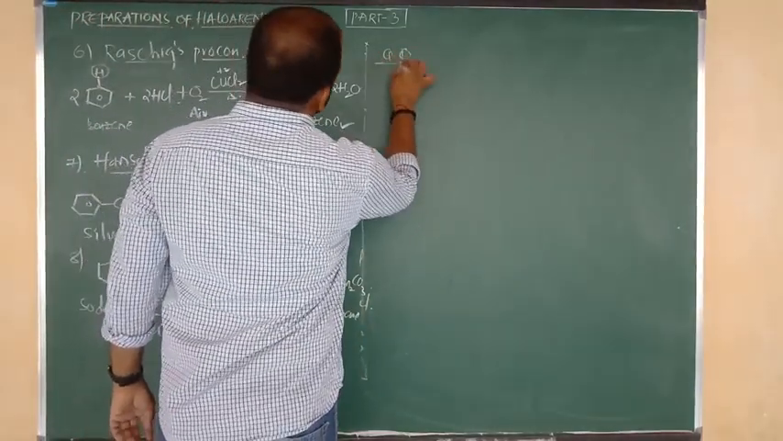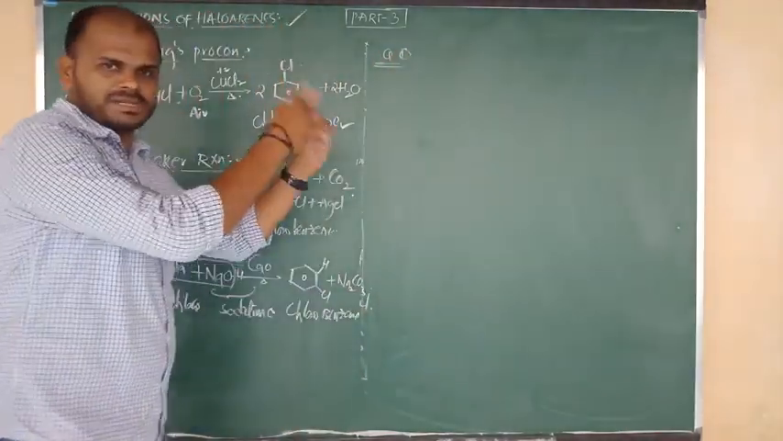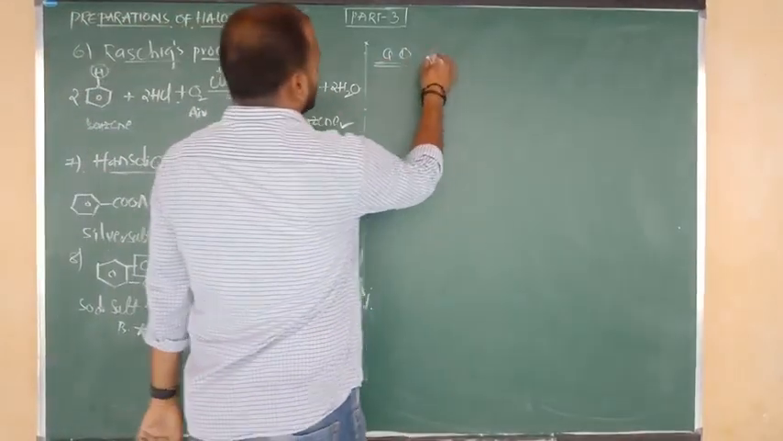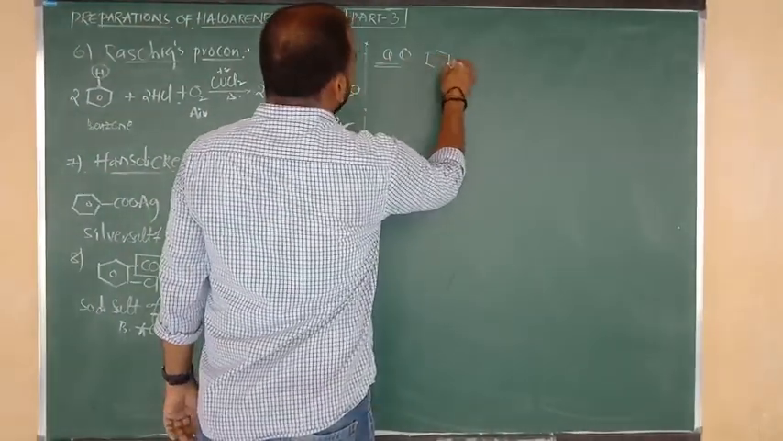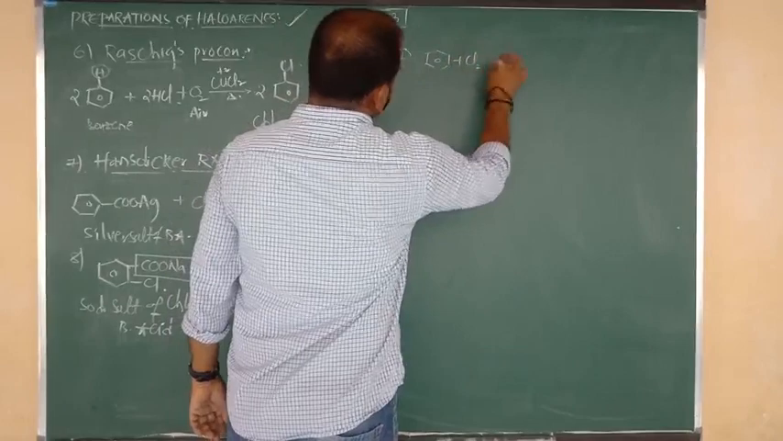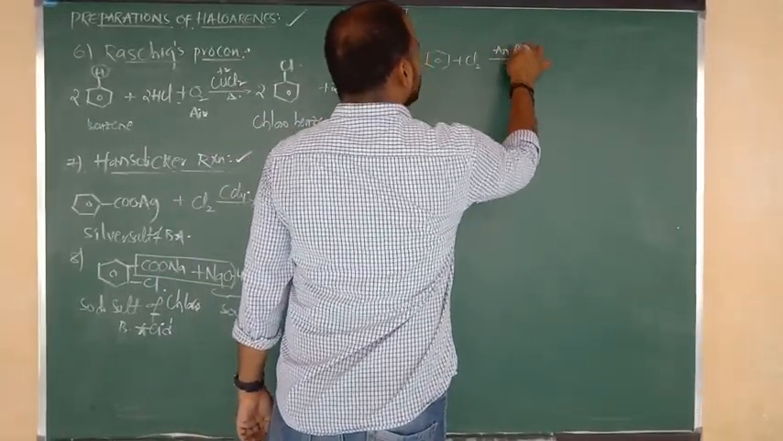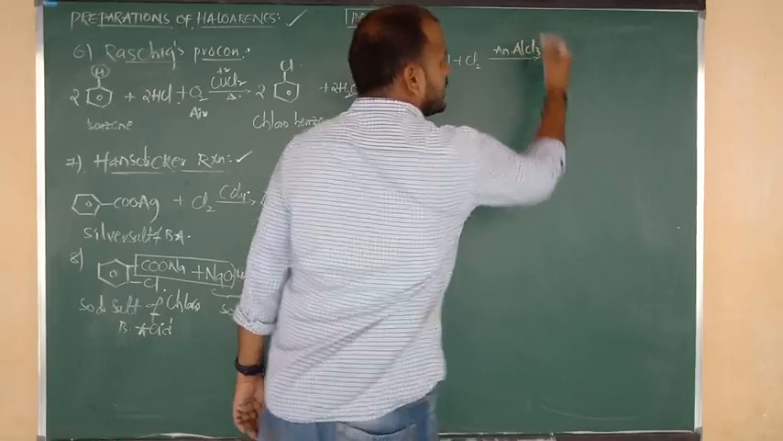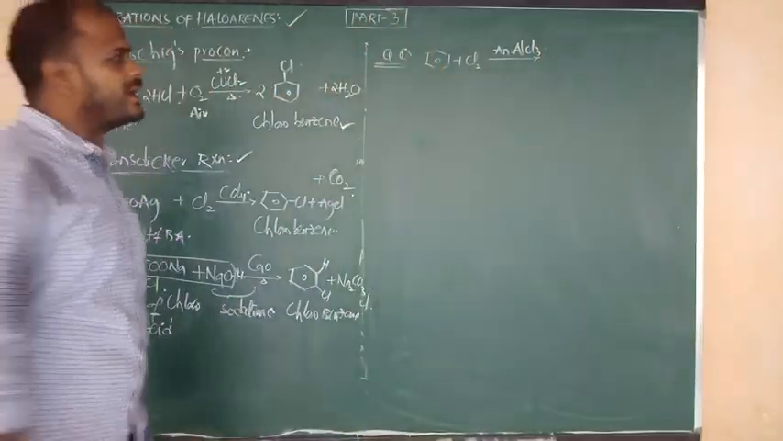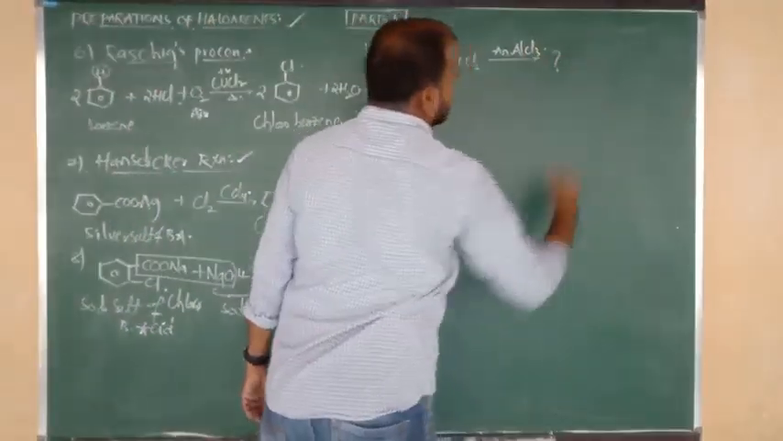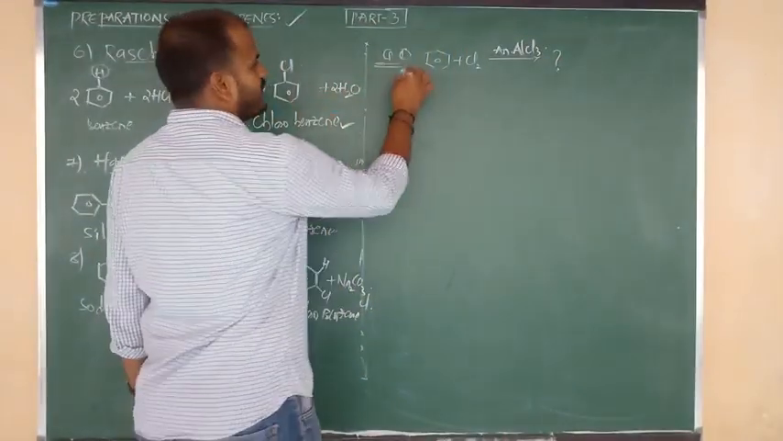Here I am going to ask you one objective question based on these preparations of haloarenes. The question is: benzene on reaction with Cl2 in presence of anhydrous AlCl3. What are the products you are going to get? That is question number one.